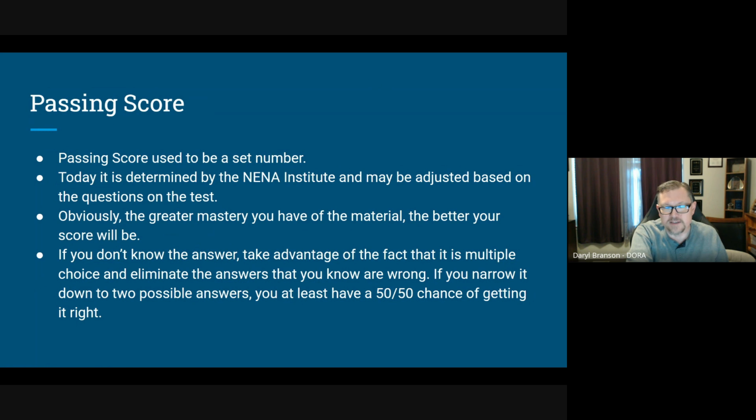So the passing score you have to get depends on the questions that are in the test, and how it works is the NINA Institute actually has a committee that looks at each question and determines how important it would be for someone to know the answer to this question to be a professional in 911. And the more important they think it is, the more likely it is that you have to get that question right in order to pass the test.